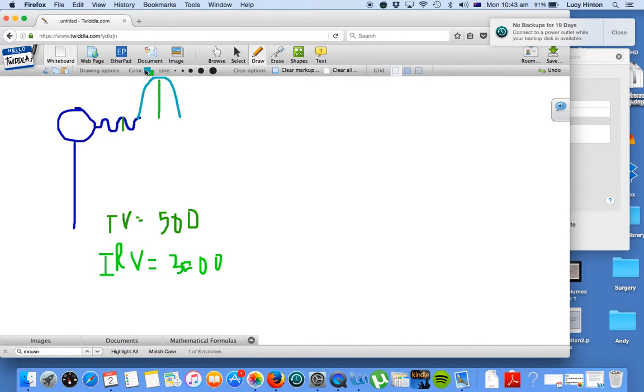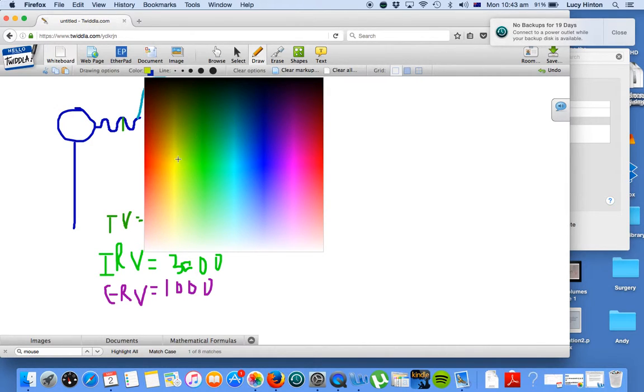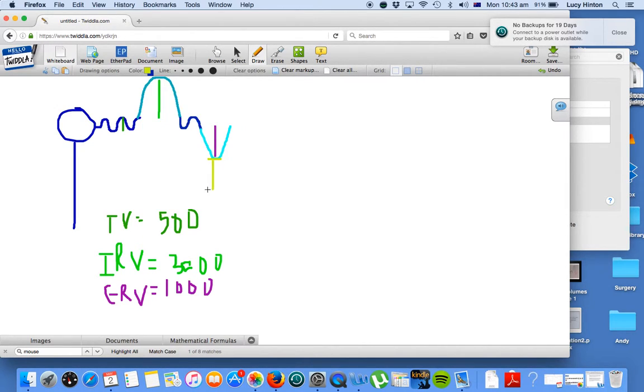Then if a patient was to return to normal quiet breathing, but at the end of expiration take a maximal breath outwards, this volume is known as the expiratory reserve volume and measures around 1,000 mils. The volume of air left in the lungs after maximal expiration is known as the residual volume, and this also measures around 1,000 to 1,200 mils.